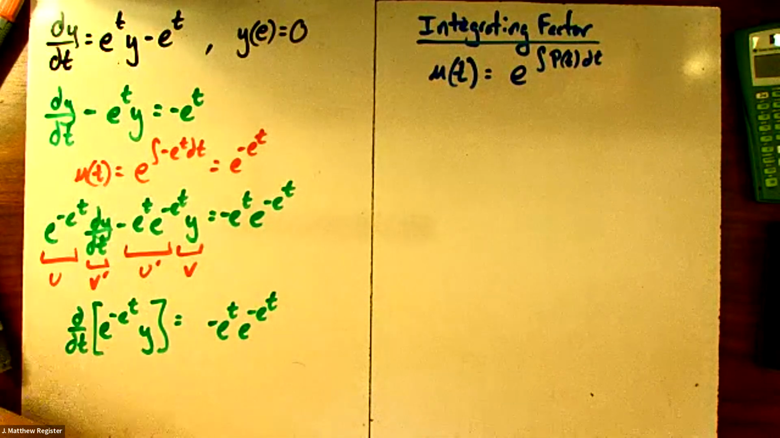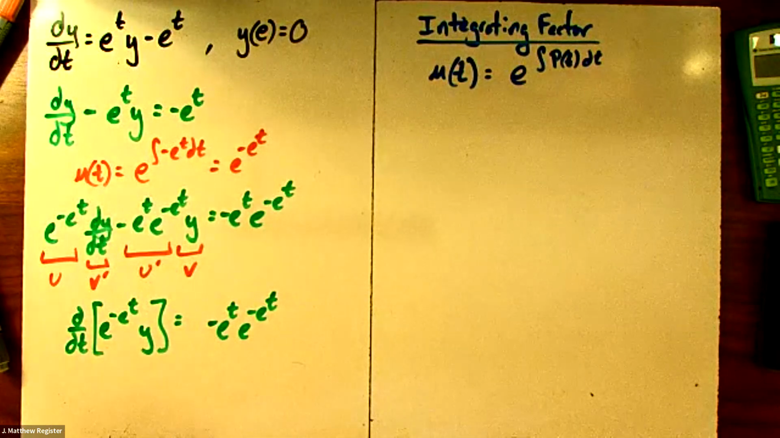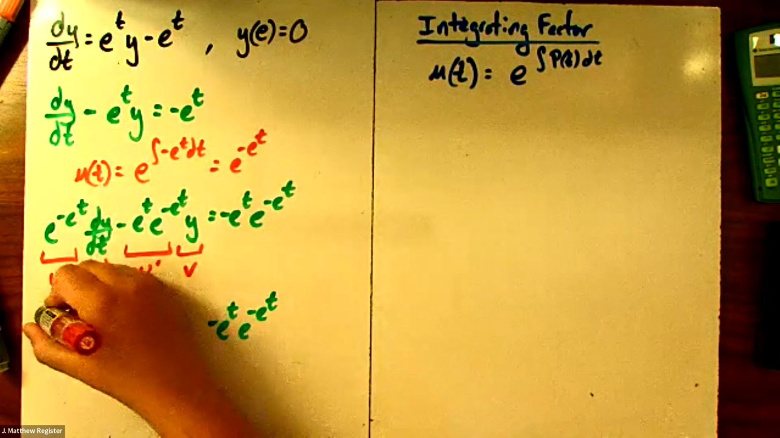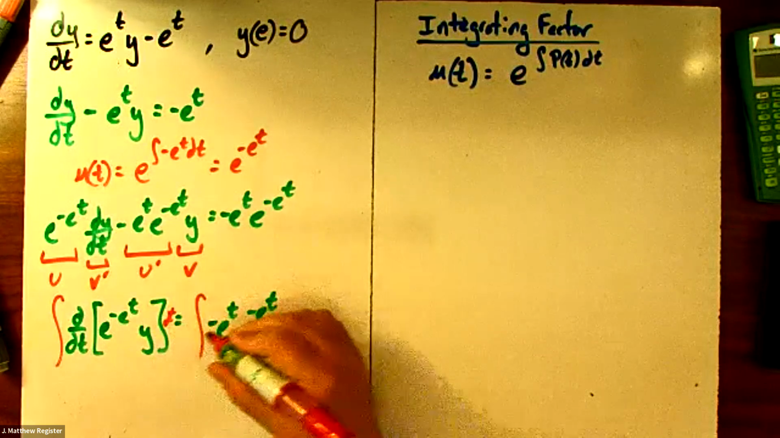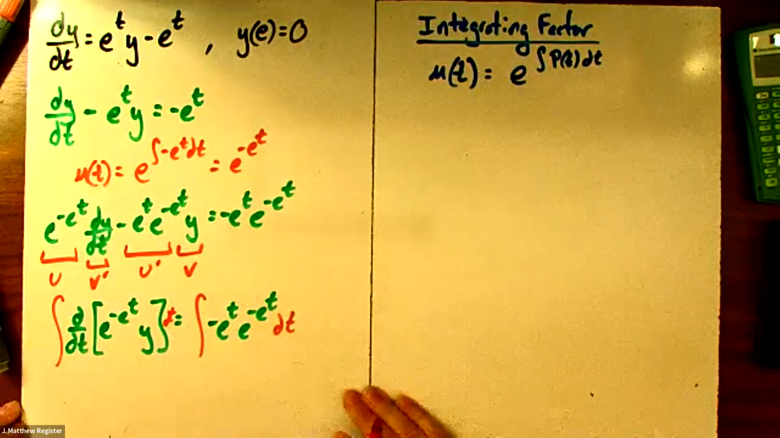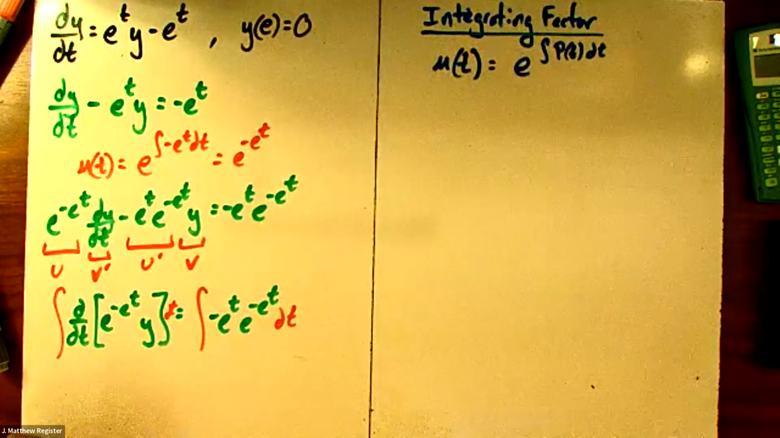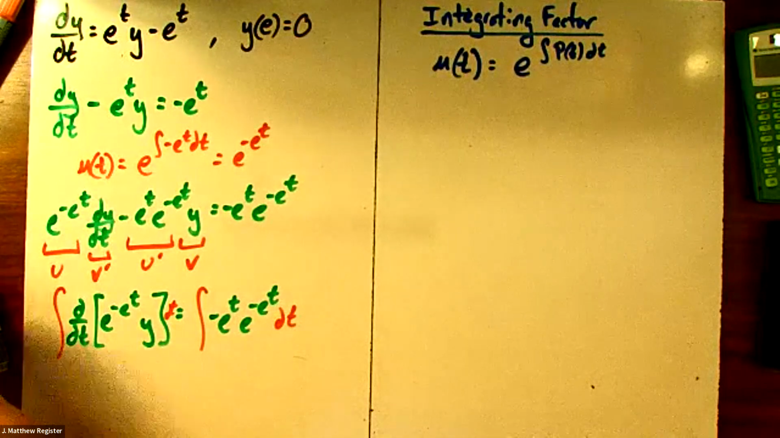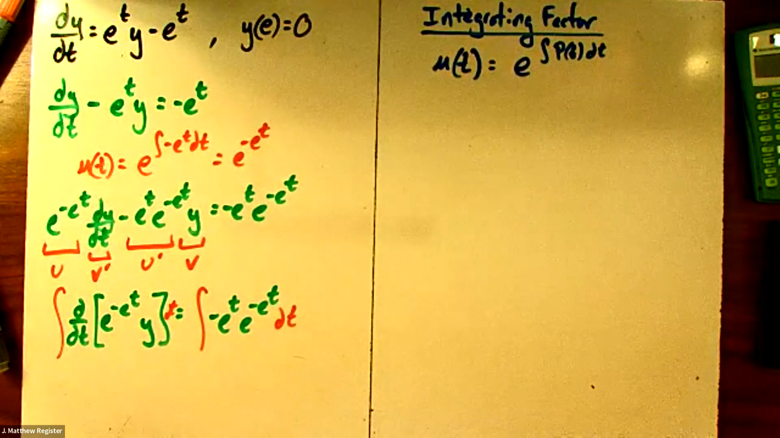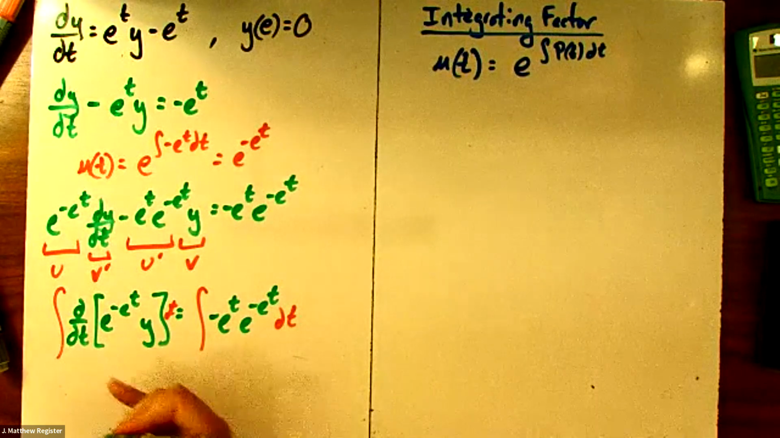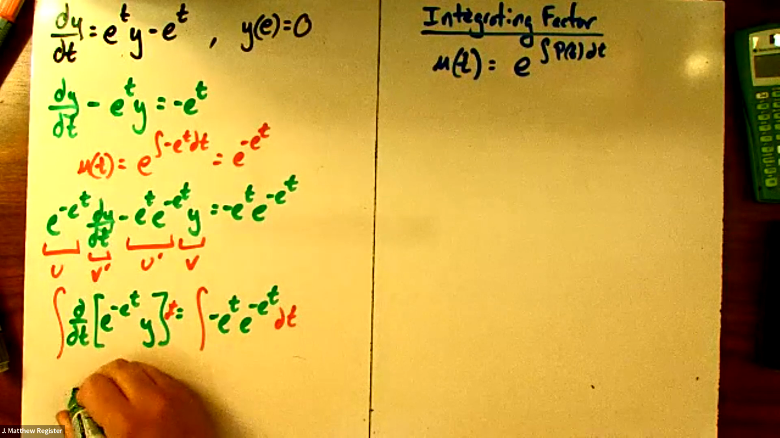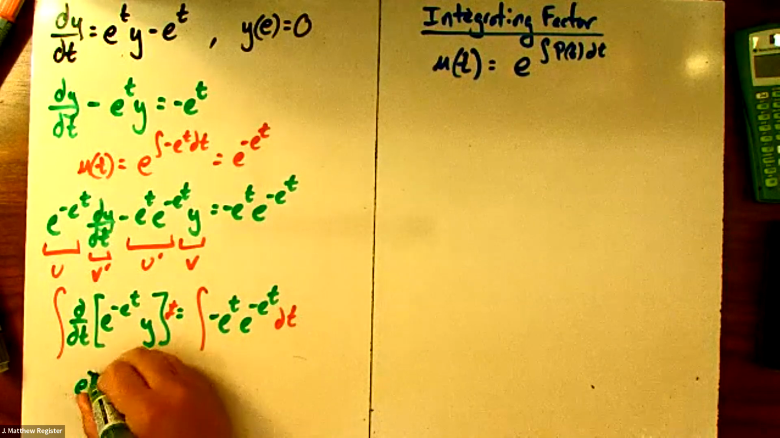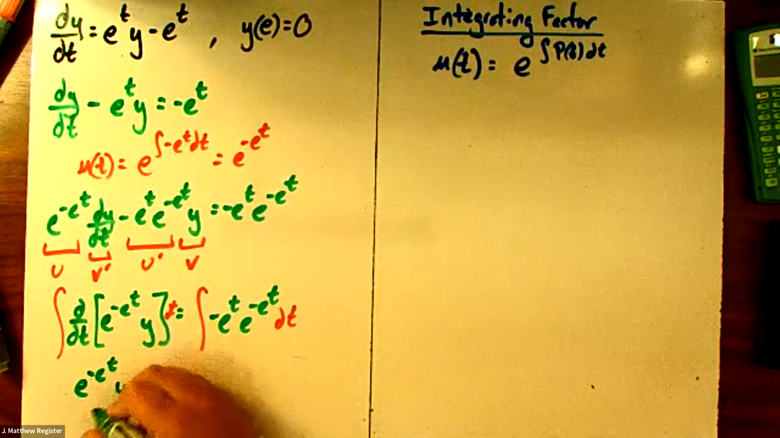And now, just like before, we need to get rid of our derivative, which means we are going to need to integrate on both sides. Now, when we integrate on the left, we know that our derivative just cancels out. And so we're just going to be left with e to the negative e to the t times y.